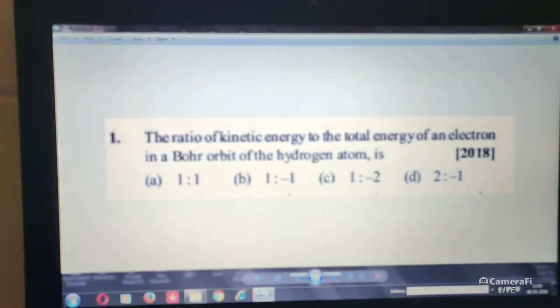See, the first one: the ratio of kinetic energy to total energy of electron in Bohr's orbit of hydrogen atom is.